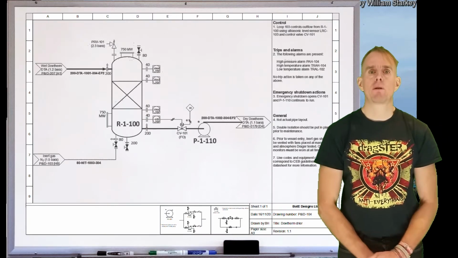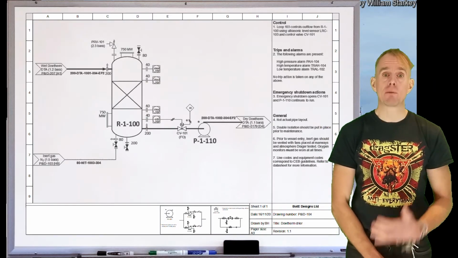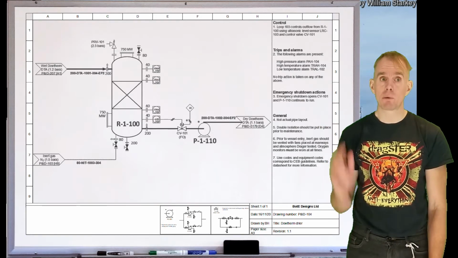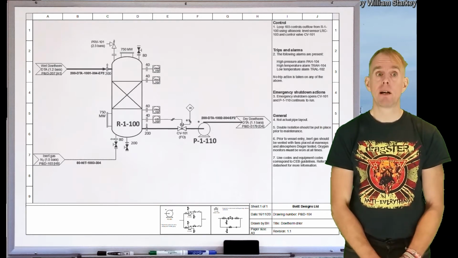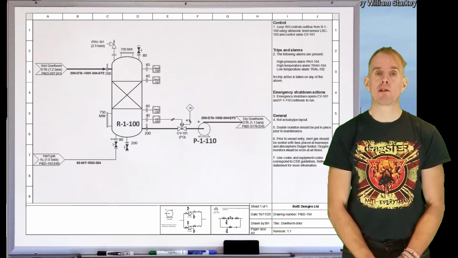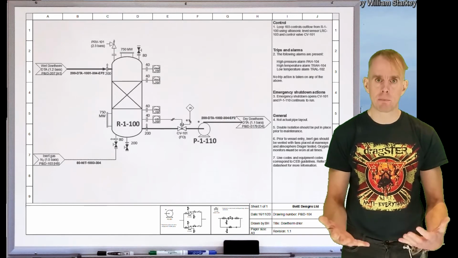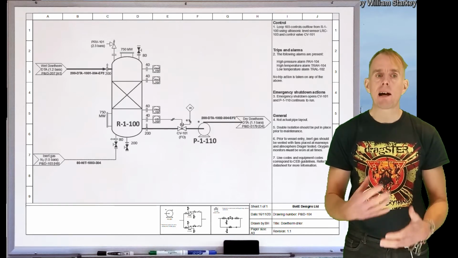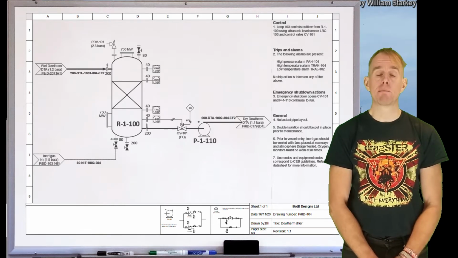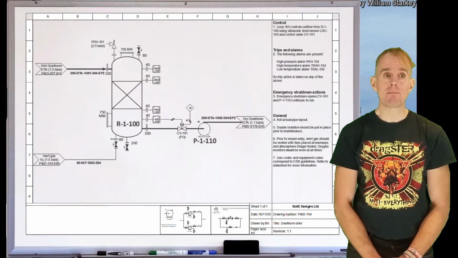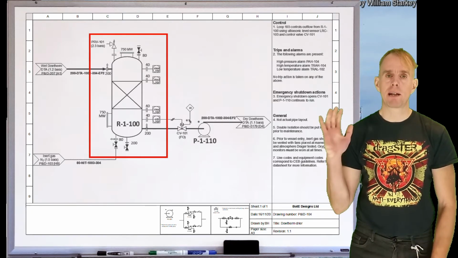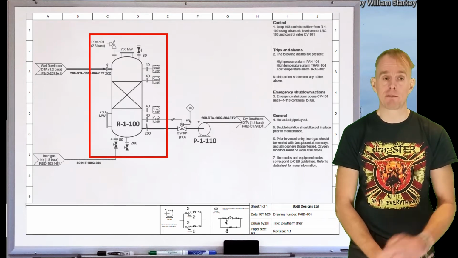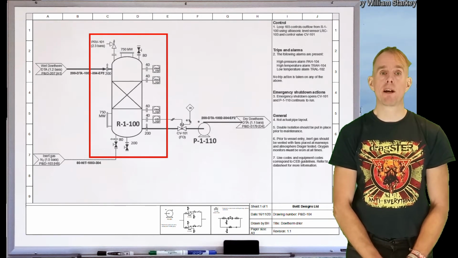The best way to talk about what's on a P&ID is to actually look at a P&ID and learn how to read it. So here on the whiteboard is a very simple P&ID, and so much as we did with the process flow diagram, we're going to take it apart piece by piece and look at what information is shown and how we can learn to read these very important pieces of information. So let's start by having a look at the vessel here. We've got a reactor of some sort, a packed bed reactor, R-1-100.